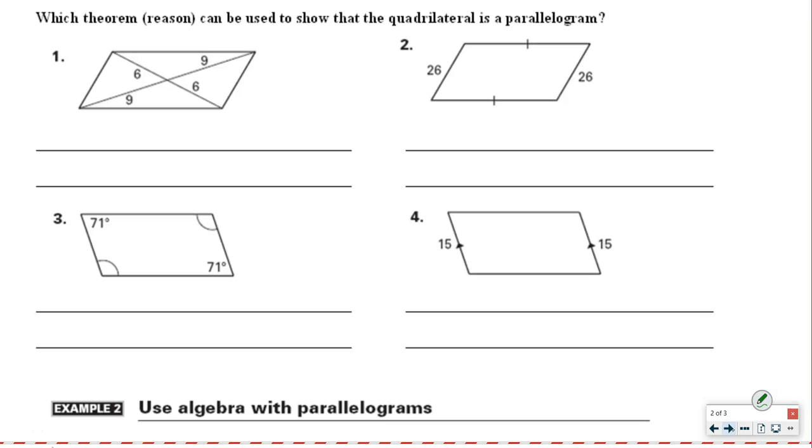Well, if I look at number one, 6 and 6, those are both congruent. 9 and 9 are both congruent. So my theorem that shows that my diagonals bisect one another is 8.10. So I would say 8.10, and my word reason could be diagonals bisect.